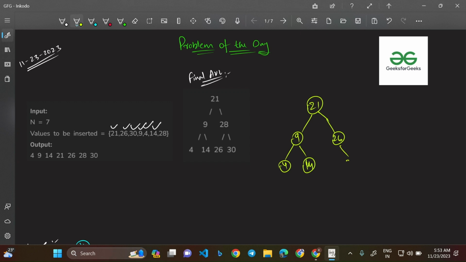So this is 26 and this is 30. Great. And now what is the last thing that we need to insert? 28. So where are we going to insert 28? 28, if you carefully observe, is greater than 21, so come to its side. That is greater than 26, come to its side. Now that is less than 30. So you might be inserting 28 here.